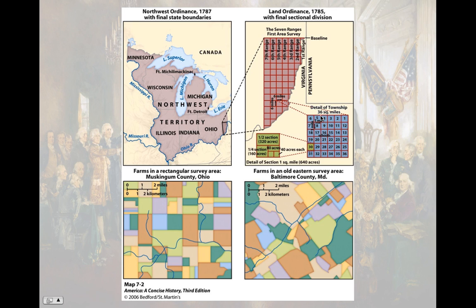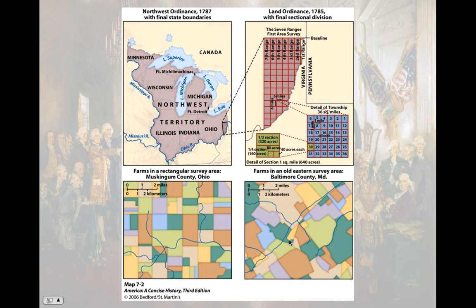Now, if you took 36 of these squares and put them together, it would be called a township, kind of like Palatine Township, kind of like Elk Grove Township, which is why. And each one of these townships was going to get a school. So that's why we are in Township High School District 214, and that's why next door to us is Township High School District 211, because Illinois was set up with these townships.